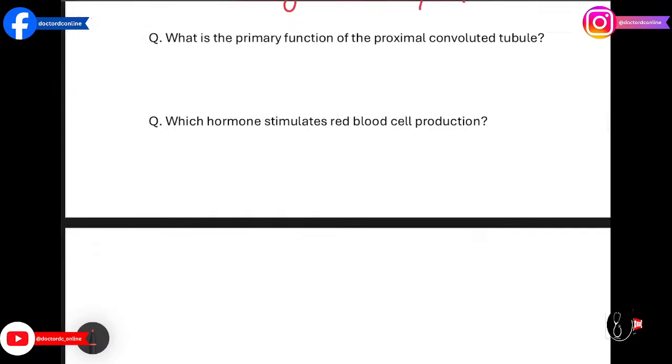The next question is, what is the primary function of the proximal convoluted tubule? And the answer is reabsorption of nutrients. It reabsorbs glucose, amino acids, and most of the filtered sodium.